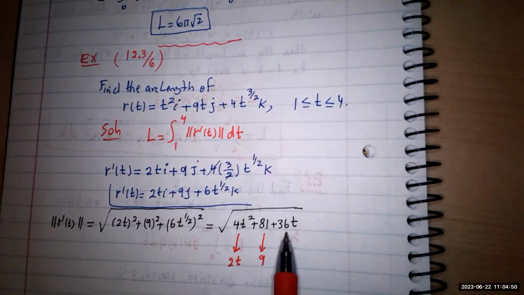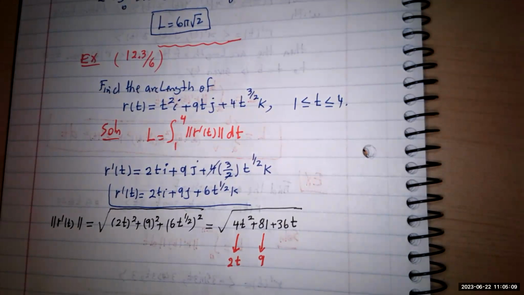So you check to see if this is twice of the first times the second. 2 times 2 would be 4, 4 times 9 would be 36. Okay, so this is going to be 2t plus 9 all squared. Most of them are going to be of this category at this level. So try to find it. That would be very good.